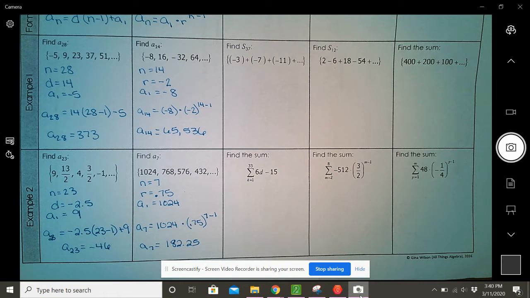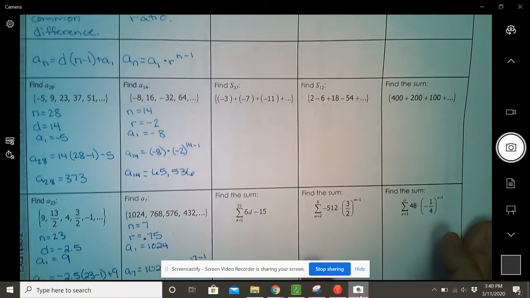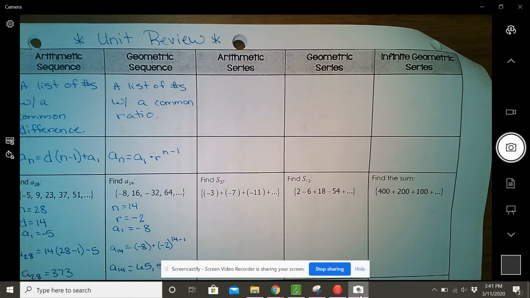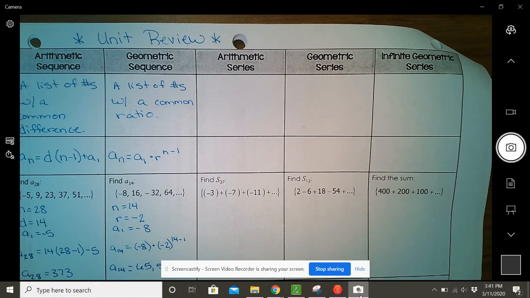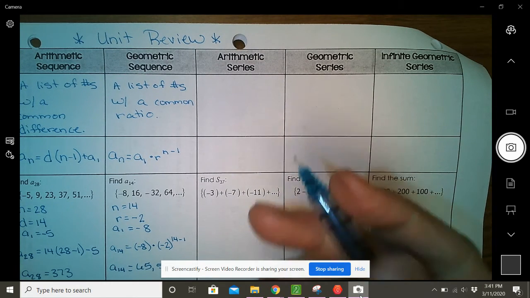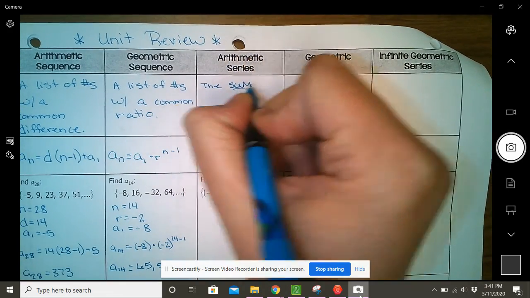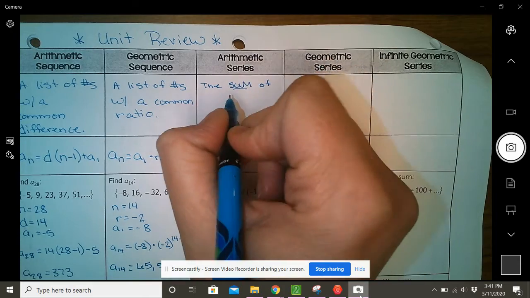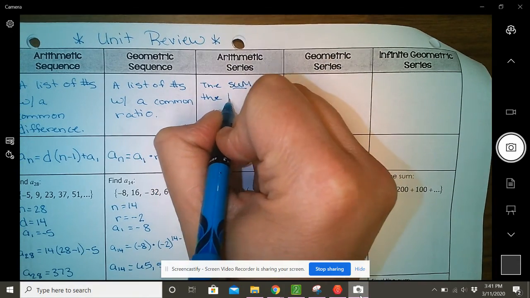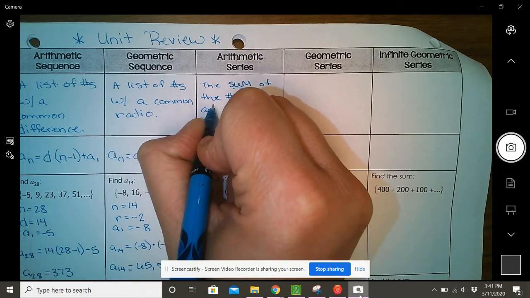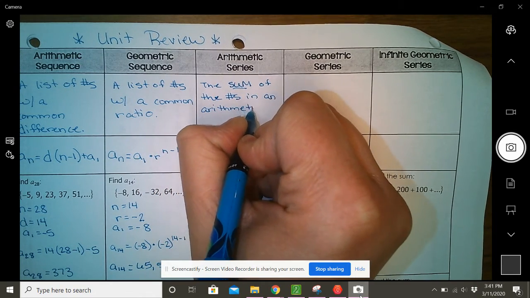Okay, so that was a throwback into finding the terms that are listed out in a sequence. We're going to switch gears here. We're going to start talking about series. The thing to remember with a series is that it's the sum of a sequence. So an arithmetic series is the sum of an arithmetic sequence. It's the sum of the numbers in the arithmetic sequence.